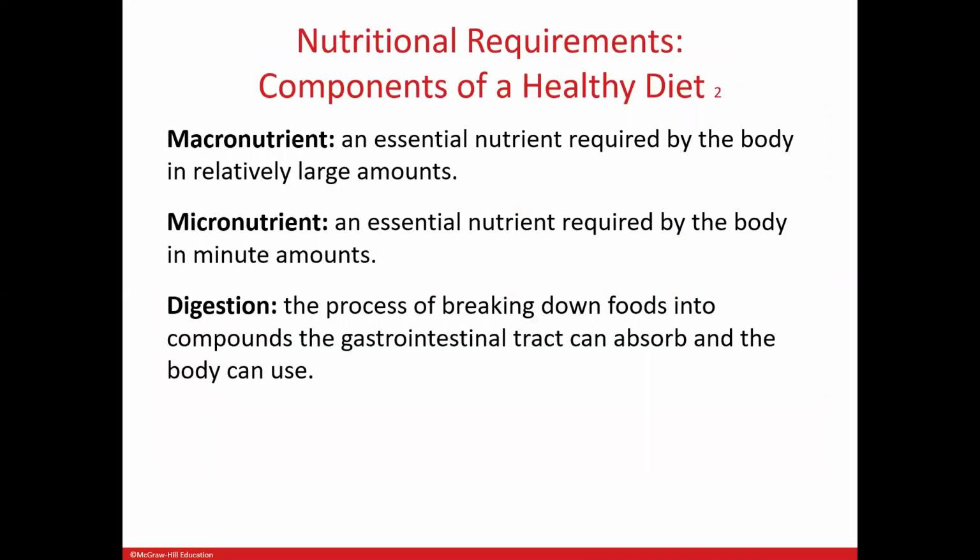So we have macronutrients, which are large amounts that the body requires. Macro is large. And then micronutrients, which are essential and required by the body in minute amounts, so very small amounts. We also have digestion, which is the process of breaking down foods into compounds the gastrointestinal tract can absorb and the body can use.